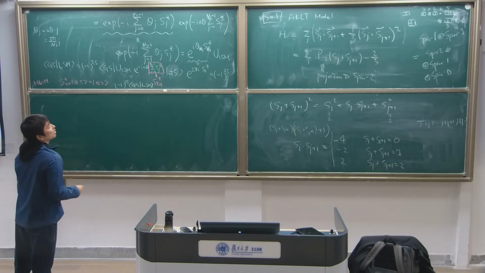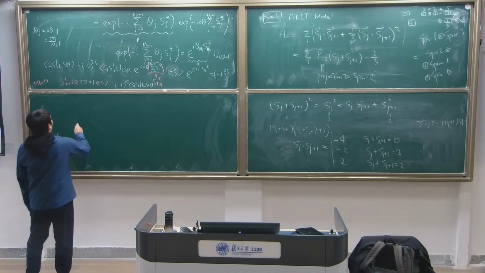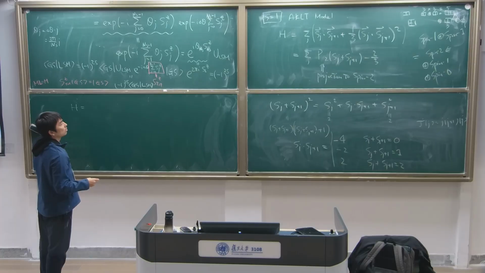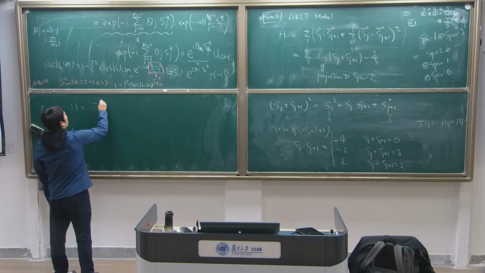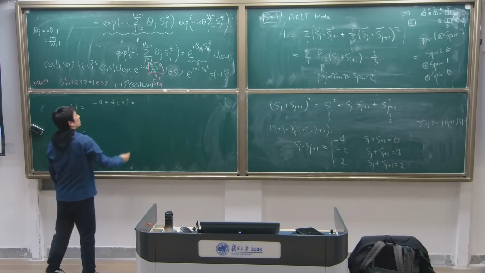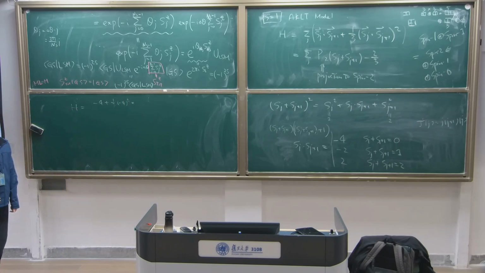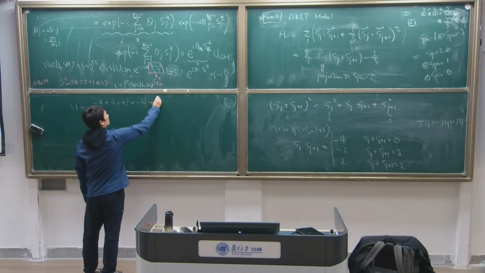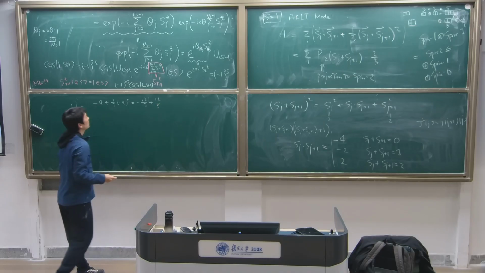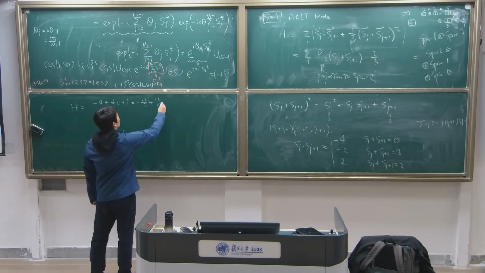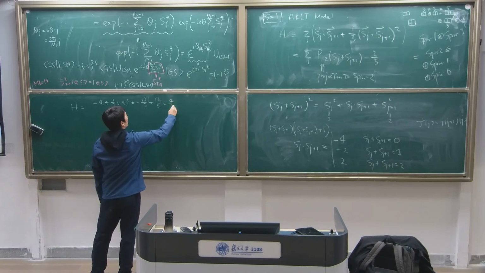Okay. So then the Hamiltonian is equal to minus 4 plus 1/3 times minus 4 squared is equal to what? This is minus 3 plus 16 over 3, right? Is it correct? Is it correct? So therefore, E is equal to 4 over 3. Is it correct?